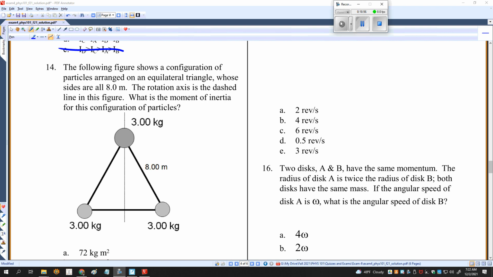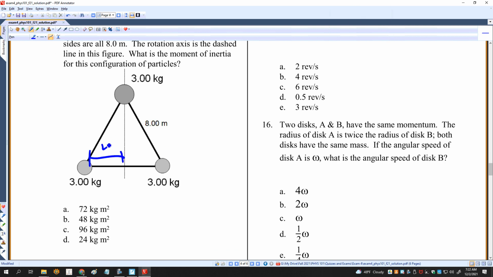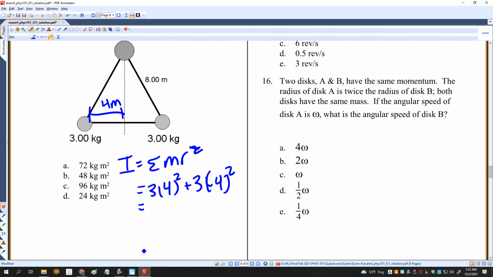Okay, here I want you to find the moment of inertia for this configuration of particles. This is a set of discrete particles. They're at distance 4 meters, and so I is going to be the sum of mr squared. That's 3 times 4 squared plus 3 times 4 squared. 3 times 16 is 48, so it's 96.